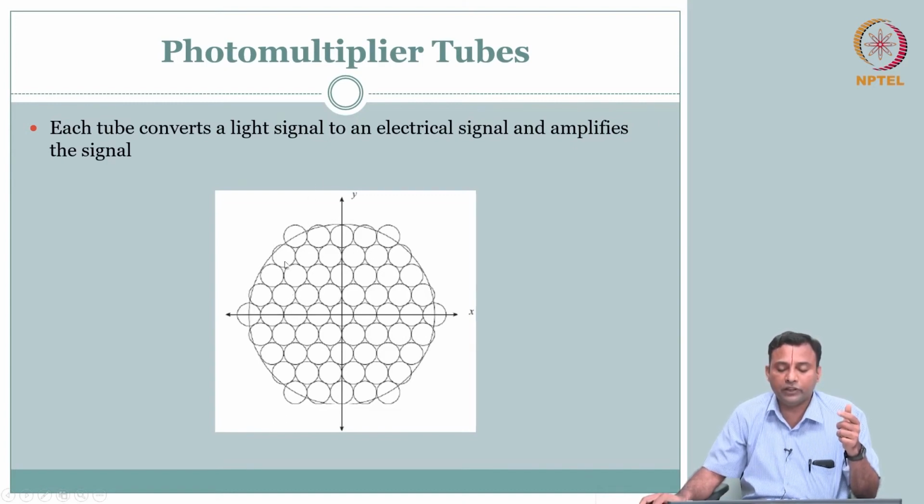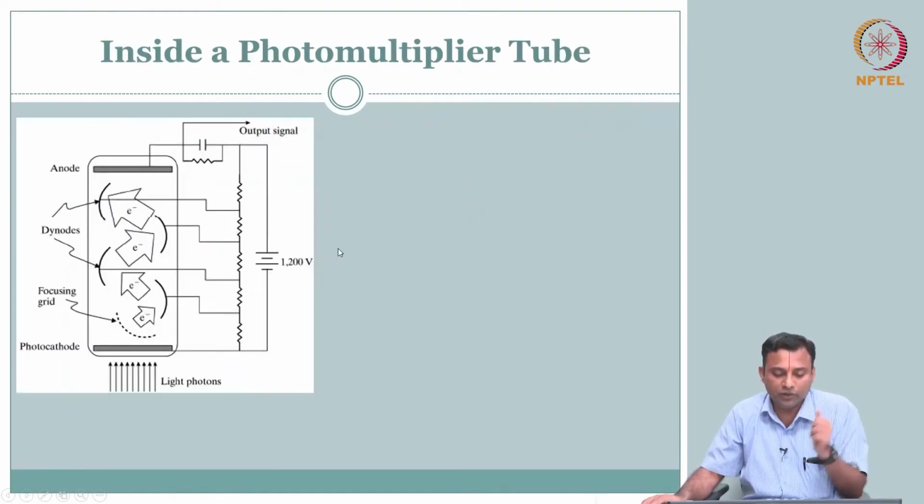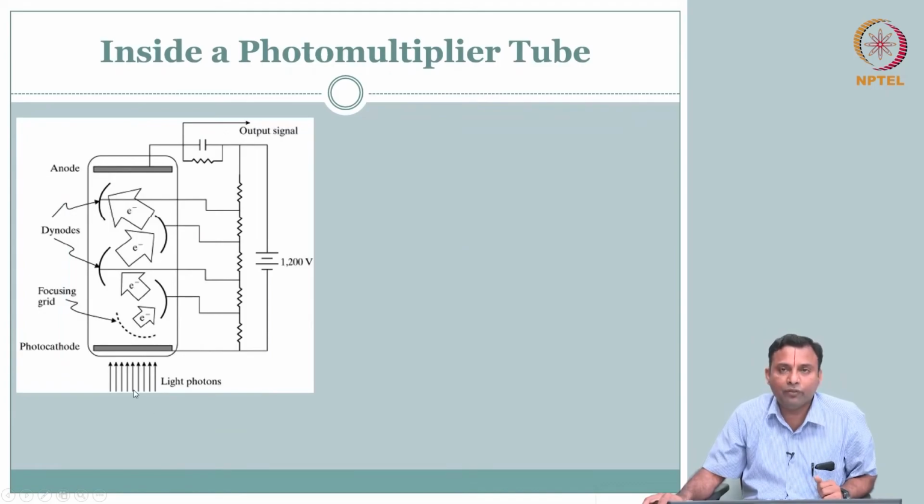This is its configuration. Several of them are arranged on the other side of the detector. What happens when the light photon from the detector hits the photodetector on one side? What comes out on the other side? That is what we will see. On one side the light photons come in, and when they come, they hit your photocathode.